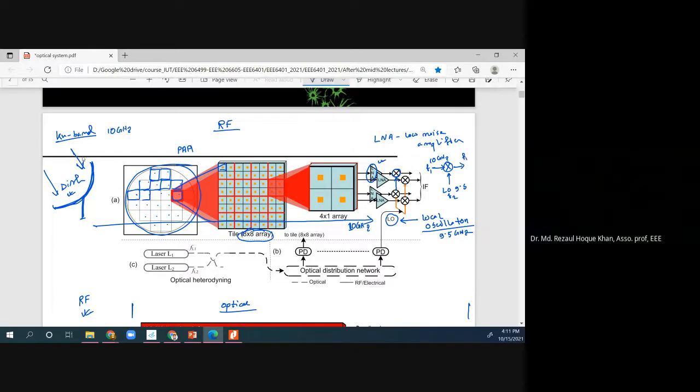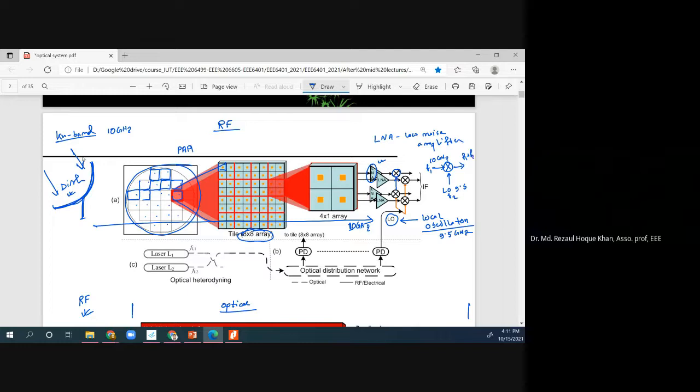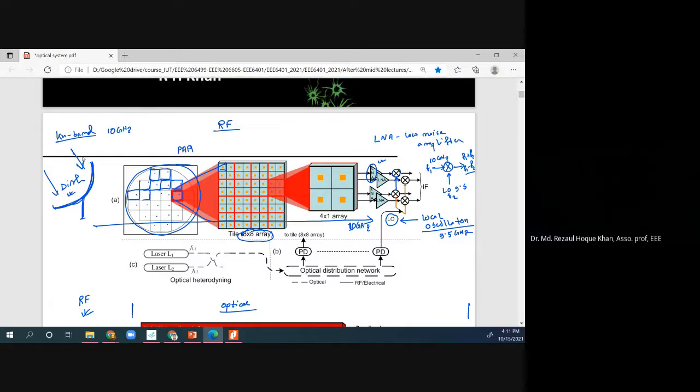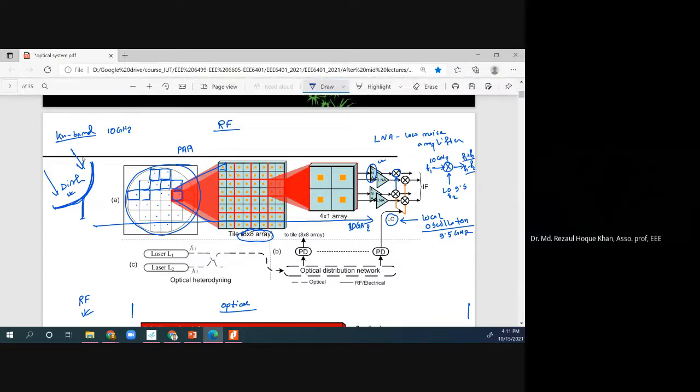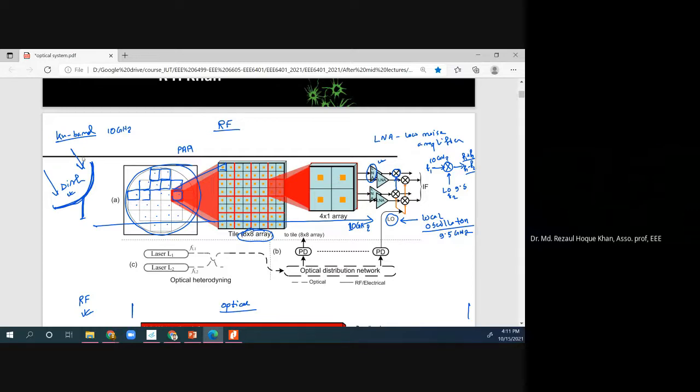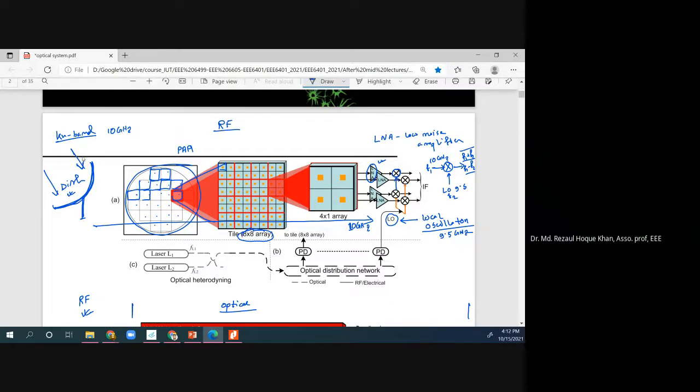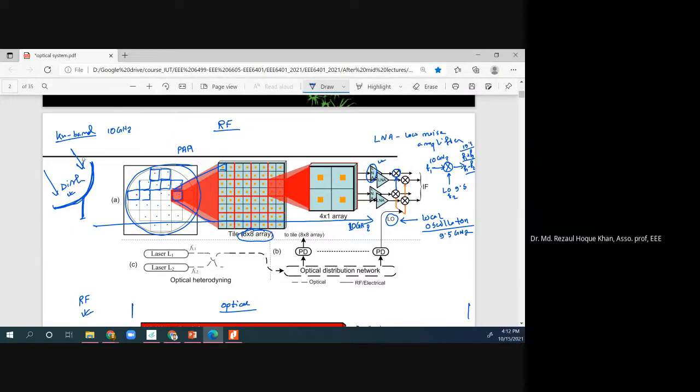F1 plus F2 and F1 minus F2, isn't it? You know it from your RF courses. So you see, F1 plus F2 means what? It's 10 plus 9.5, which is almost 19.5 gigahertz. 19.5 gigahertz is very high. And F1 minus F2 will be only 0.5 gigahertz.